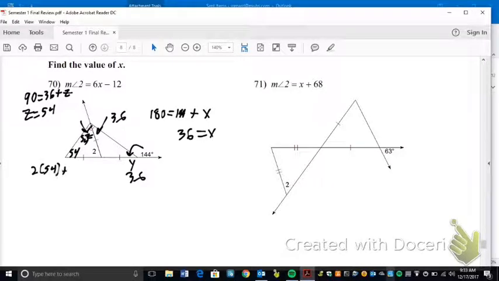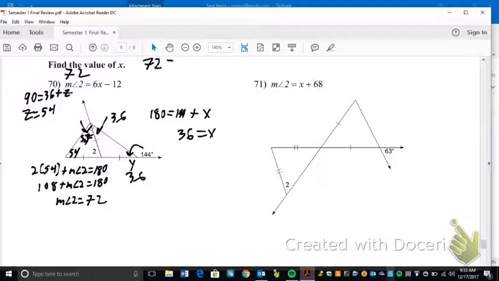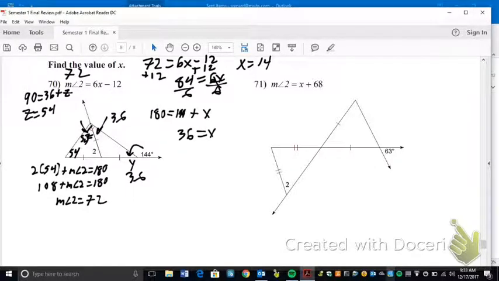So we know that 2 times 54 plus the measure of angle 2 equals 180. That gives us 108 plus the measure of angle 2 equals 180, so 72 equals the measure of angle 2. Plug it in, and now we can finally solve for x. 84 equals 6x, so x equals 14. So remember, we have to go from 144 to angle 2, then use our measure of angle 2 to solve for x.